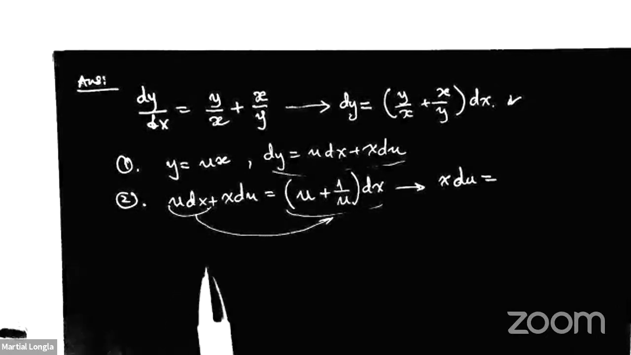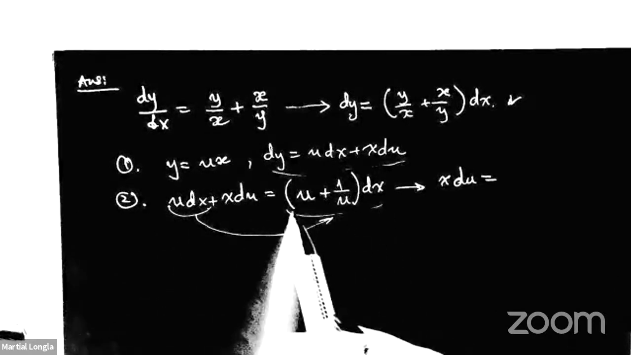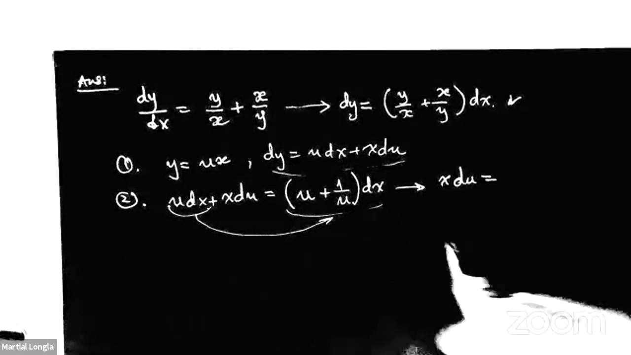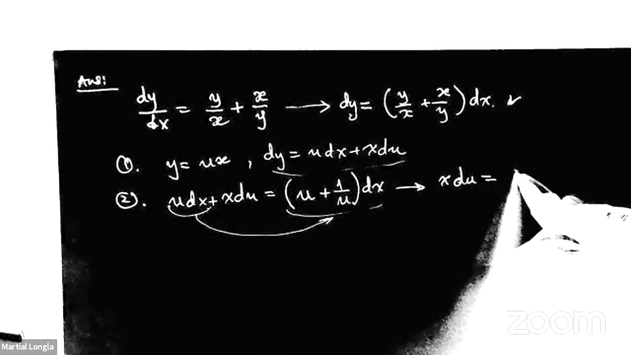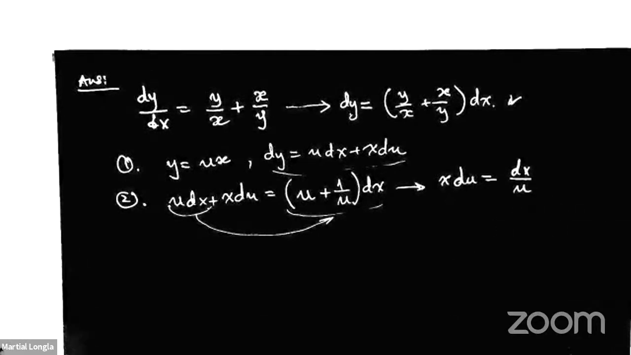Now, again, in this place, you got u dx. It goes to that thing with dx. And you got u minus u, so they cancel. So you're left with dx over u. This is what the equation turns into.